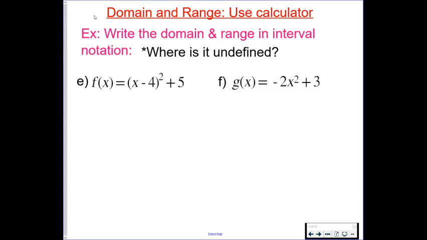So let's look at example E. It says f of x equals (x minus 4) squared plus 5. So when we're finding domain, we're really asking ourselves where the bottom of a fraction is 0, right? We learned that the first week of school, that a fraction is undefined where the bottom equals 0. That's what we're asking ourselves with domain. Let's go ahead and type this one in the calculator.